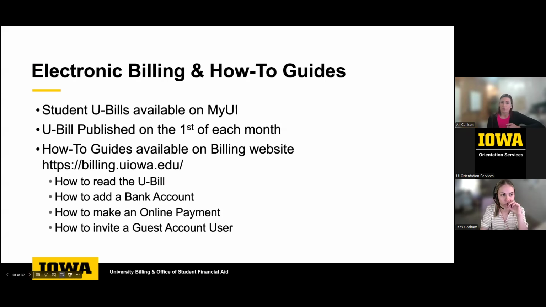So student U-bills are available electronically in MyUI the first business day of each month. So this means we do not send out paper statements to students or parents. If you need a printed version of the bill, I will show you where to print that here in a few slides. We do also have some helpful how-to guides listed on our website for some of the common questions before that first bill is due. These include how to read the U-bill, add a bank account, make an online payment, and also how to invite that guest account user.